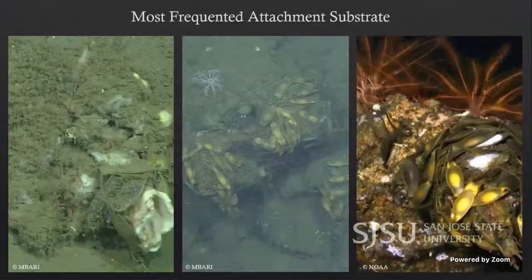The most frequented attachment substrates were overall sponges, rocks, and Catshark egg cases. This was true for both looking at individual egg case attachment substrate as well as the subsampled oviposition site attachment substrates. This is suggestive that morphology, stability, and induration are all important for oviposition site selection.